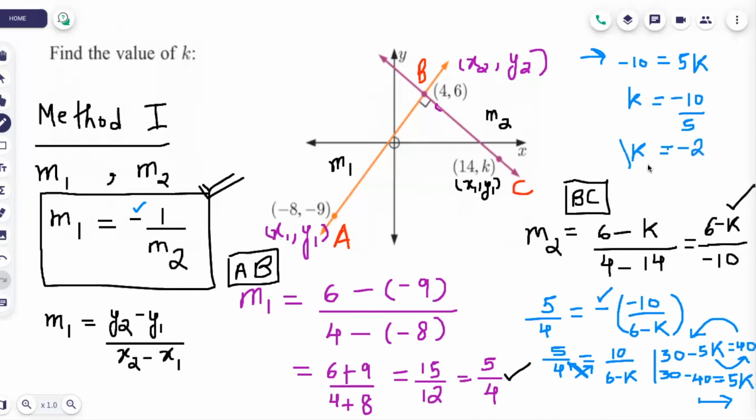This is the first method of solving this question. I got the value of k as asked in the main question.